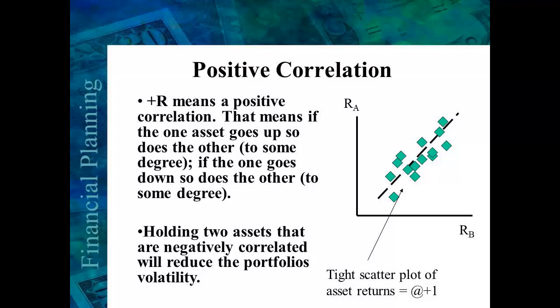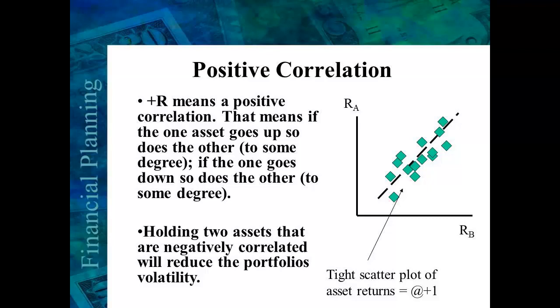A positive correlation coefficient, plus R, means that if one asset goes up, the other goes up to some degree. Note that the scatter plot on this chart again depicts a close bunching. However, this time the plot reveals a linear relationship with a positive slope. If there is a perfect positive linear relationship where all the scatter plots end up on the regression line, then the correlation coefficient is +1.